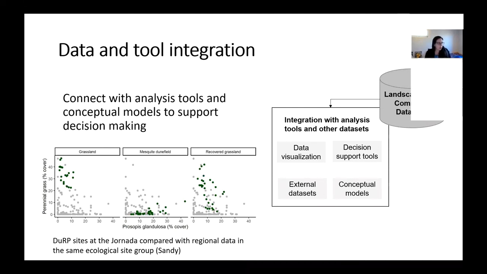We've anecdotally just been playing around with some of the results from the DERP data and how that compares with the regional data sets from the same ecological site group. And so what we learned from the experiments at DERP, we might be able to use these data to draw inference to regional management practices using the Landscape Data Commons.